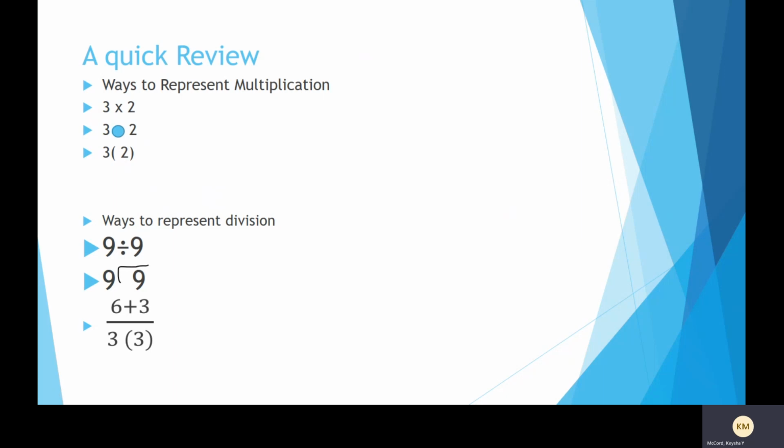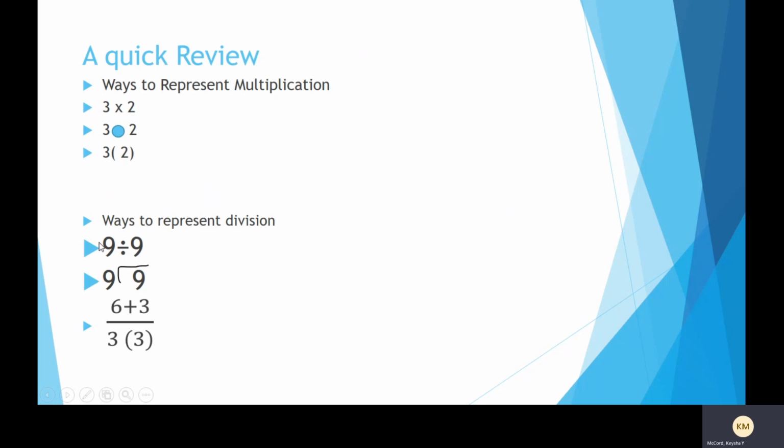Why do we need to know these? As you get further along in your math career, you're going to start using X as a letter, and we don't want to get it confused. So instead of having any confusion, we can put a dot in the middle, or we can have a number next to a parentheses. Whenever I see a number and there's nothing in between it and the parentheses or bracket symbol, that means to multiply. We also have to talk about ways to divide.